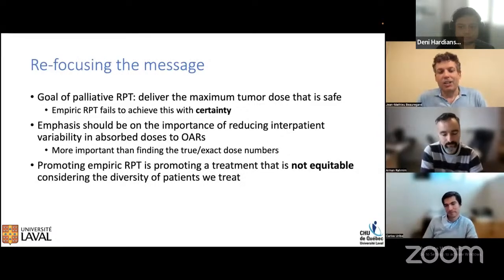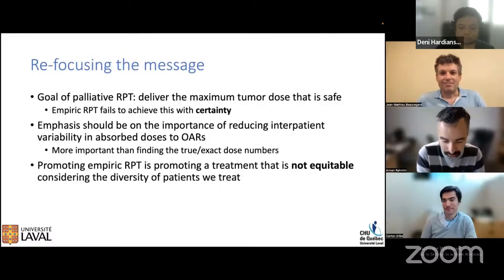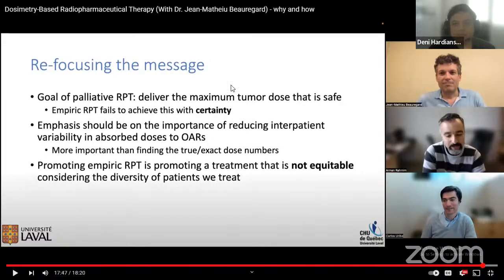Basically, in the end, fixed activity radiopharmaceutical therapy is really a treatment that is not equitable between patients, because they are all different. They metabolize the radiopharmaceutical differently, and for the vast majority of them, we're not achieving the maximum tumor dose that would still be safe for them. Right. So, not equitable. Those are really strong words, Jean-Mathieu. Thank you very much. I think we've learned from you.